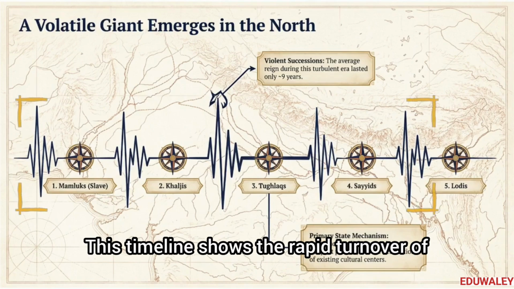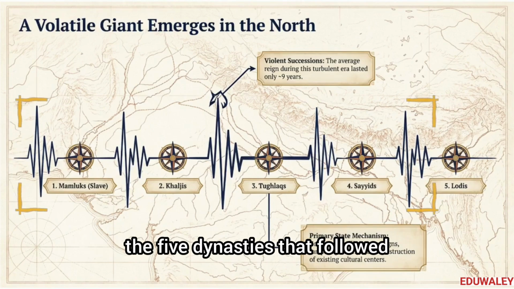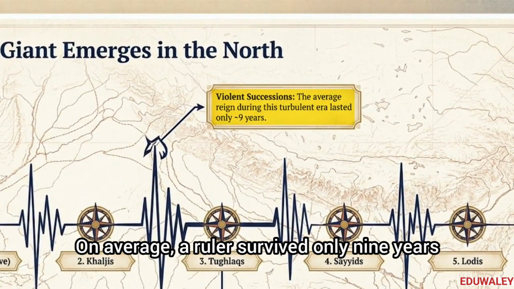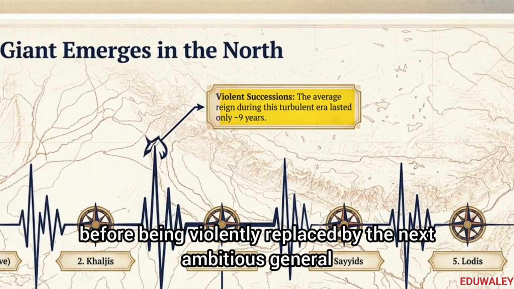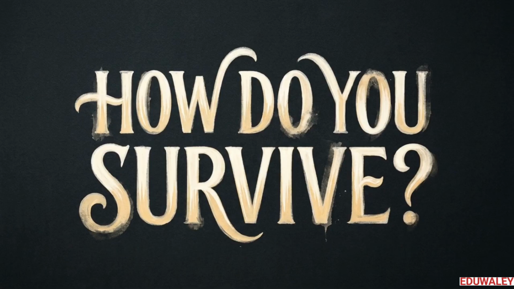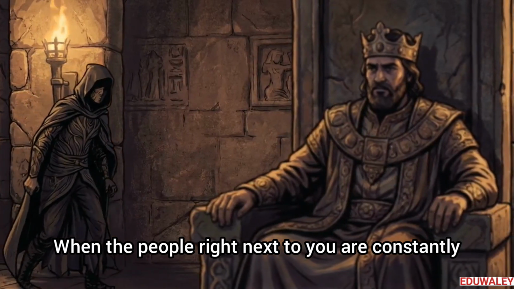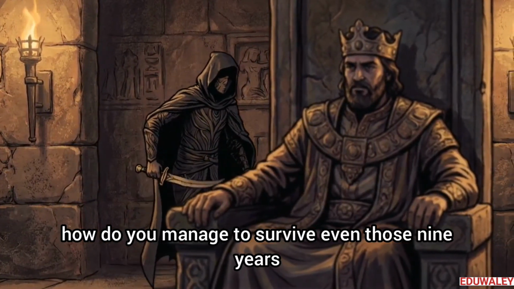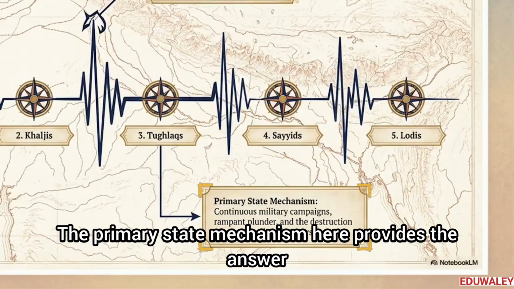This timeline shows the rapid turnover of the 5 dynasties that followed. On average, a ruler survived only 9 years before being violently replaced by the next ambitious general or family member. It brings up a very practical question. When the people right next to you are constantly trying to take your throne, how do you manage to survive even those 9 years? The primary state mechanism here provides the answer.